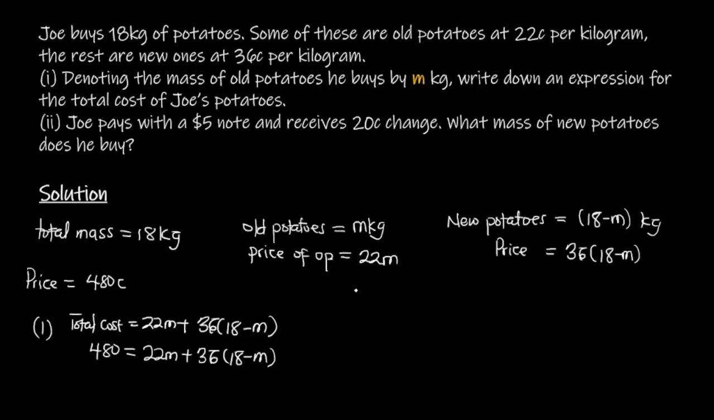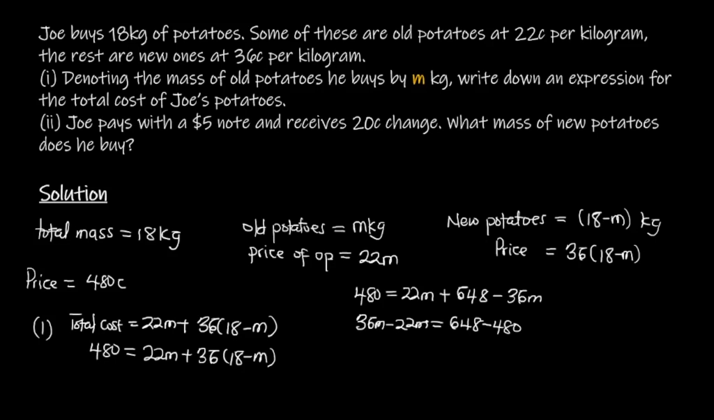So if we continue, we have 480 is equal to 22m. Then we expand the bracket over here. 36 multiplied by 18 will give us 648, minus 36 multiplied by m will give us 36m. Alright, so from here we can go ahead and do our grouping of items. We have 36 here, we have 22 here. Let me bring the m to the other side of the equal to sign. So I'll have 36m minus 22m to be equal to 648 minus 480.